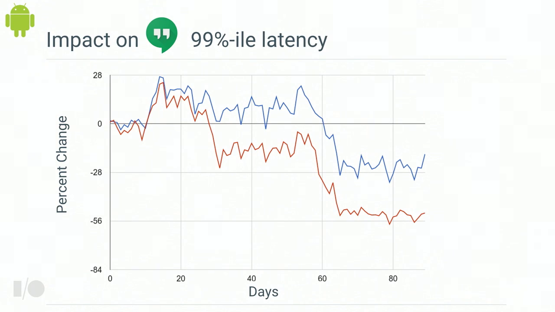In addition to looking at our own data when we rolled out, we also felt it was important to look at data from services that depend on us. So I'd like to look at Google Hangouts 99 percentile latency data.